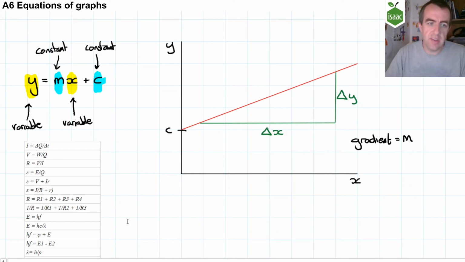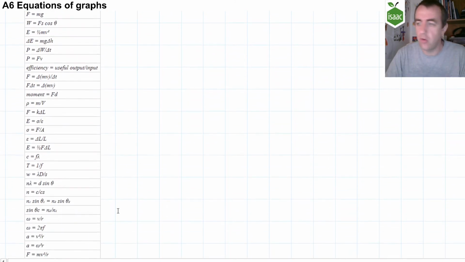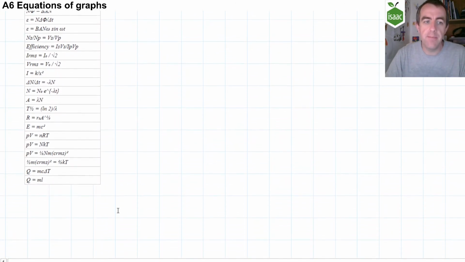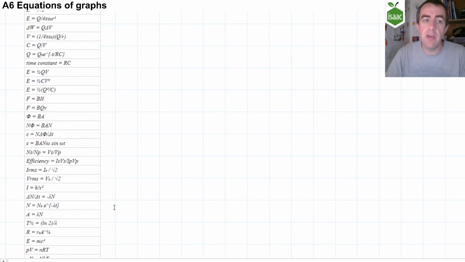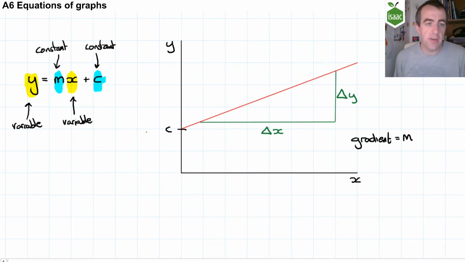Now, in A-level physics, there is a list of equations that has more than 100 equations in it that you could be asked about. You'll be given this in your exam, but it's a good idea to be familiar with them all. All of these equations can be put into the form y equals mx plus c. Sometimes this is very easy. For example, the equation c equals f lambda.